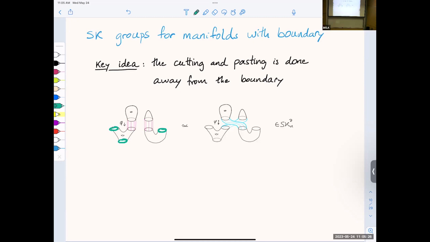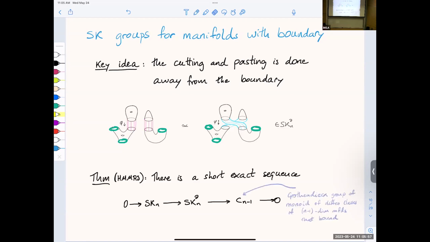So you're going to do the cutting in some other part of the manifold. And when you do the gluing, you're going to be gluing along the boundaries that you've created. You're not going to be touching the already pre-existing boundaries. So that's an important rule: if you're doing your cut and paste operation on a manifold with boundary, you do not touch the boundaries that were already there. The pre-existing boundaries, you just leave them.